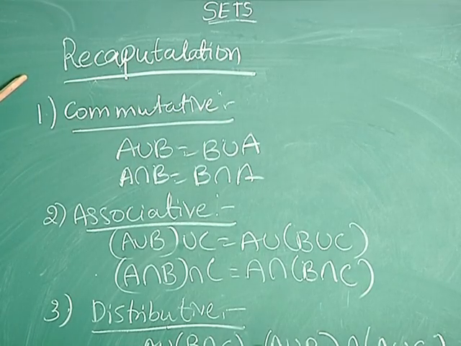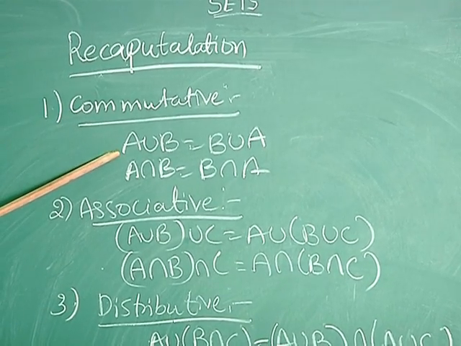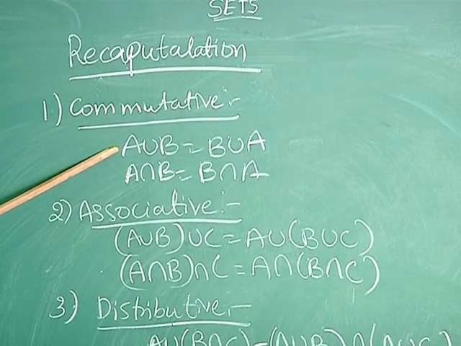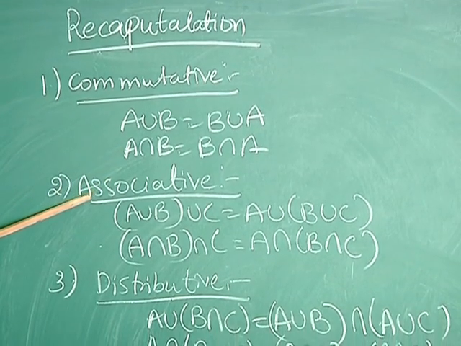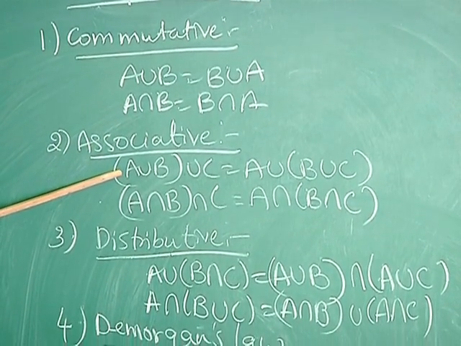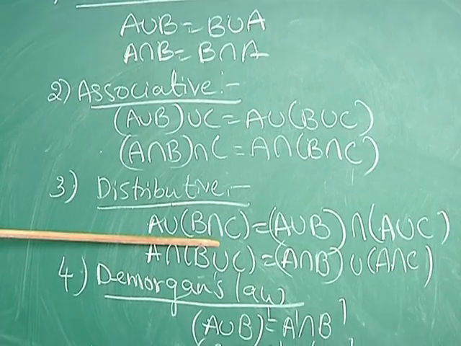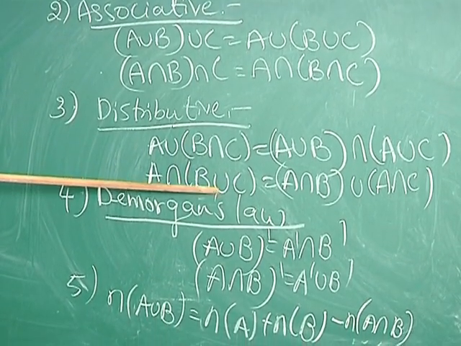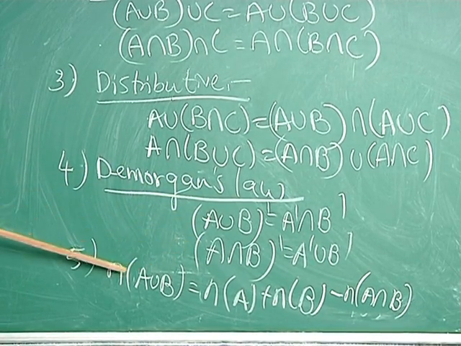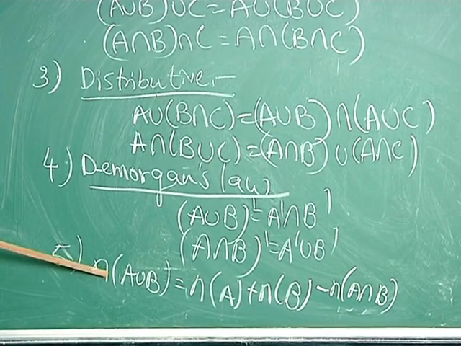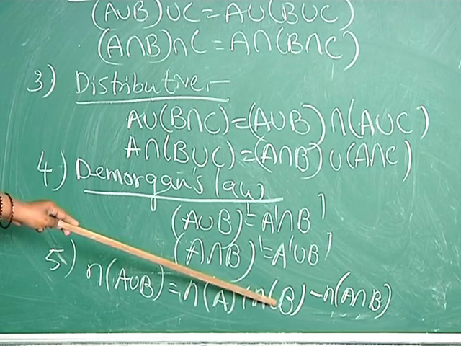So now, recapitulation of what you have studied in the sets chapter. First one is commutative: A union B equal to B union A in union, A intersection B equal to B intersection A in intersection. Next, associative property, union and intersection. Distributive property, union over intersection, intersection over union. And De Morgan's laws, first law and second law. Now the last one is the disjoint sets formula: n of A union B equal to n of A plus n of B minus n of A intersection B.